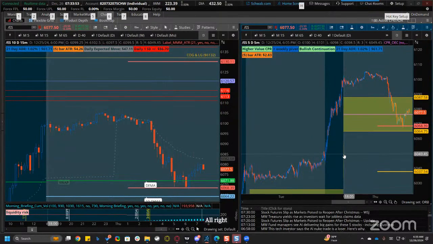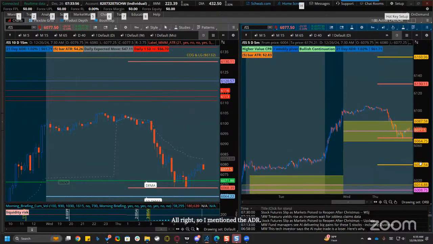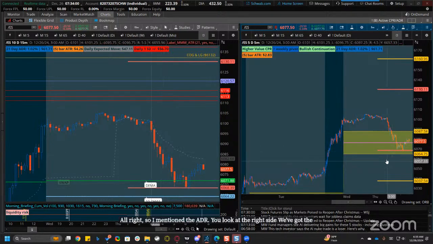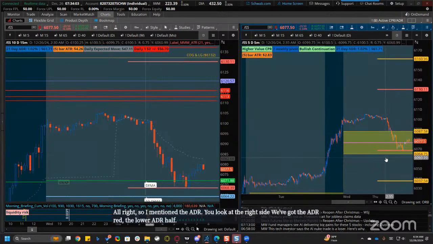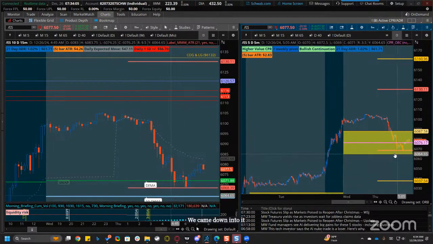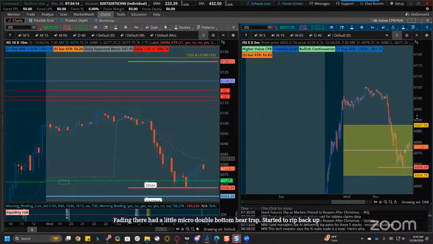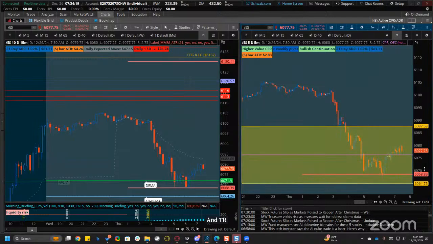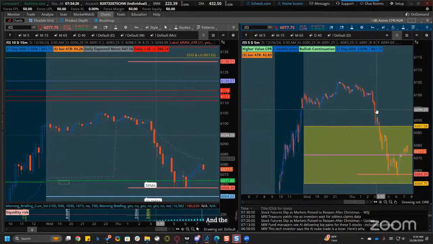All right, so I mentioned the ADR. If you look at the right side, we've got the ADR red, the lower ADR half. We came down into it, we rested on it, we really stopped fading there, had a little micro double bottom bear trap, started to rip back up. This is a failed bear flag and TRB setup. The purple line is the daily floor pivot, and the yellow box is the channel for that pivot.